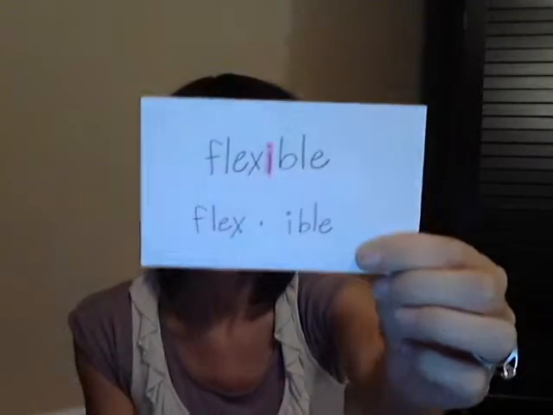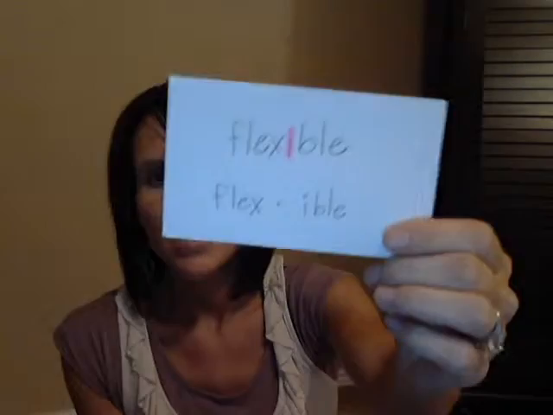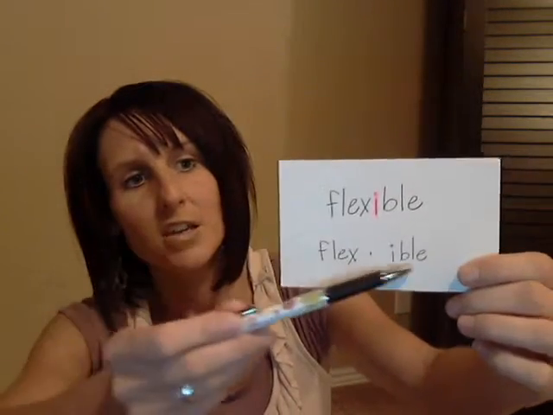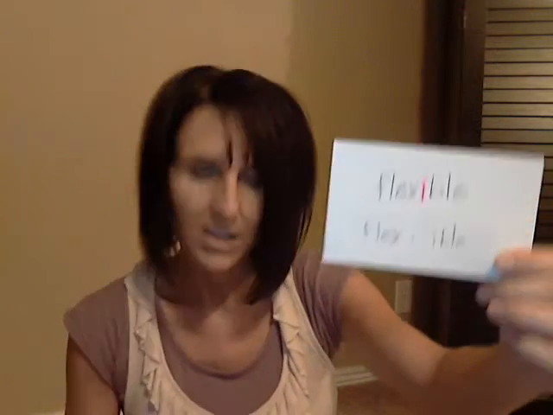Now let me explain what you do with those index cards that you wrote those words on. Let's say for example you missed the word flexible. You will take your index card and write the word flexible into syllables. So I've got flex, able, and it's in syllables, and then you're going to take your highlighter and highlight in the word the part that gave you trouble.